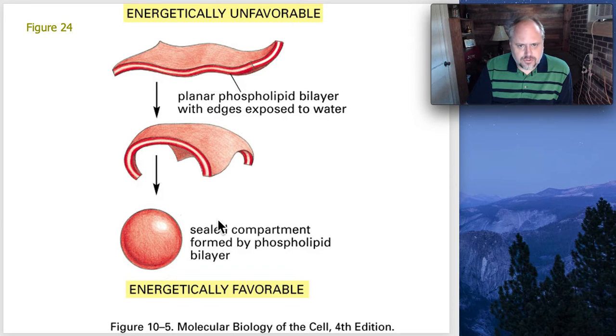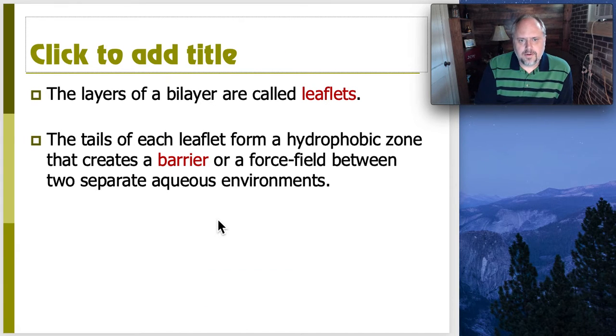Each one of these layers is what's called a leaflet, and we won't really worry too much about them, except just remember that each leaflet is independent of the other. You're going to have one leaflet that faces outside and one leaflet that faces inside, and the cell can actually change the components of those leaflets to match which direction they're facing.